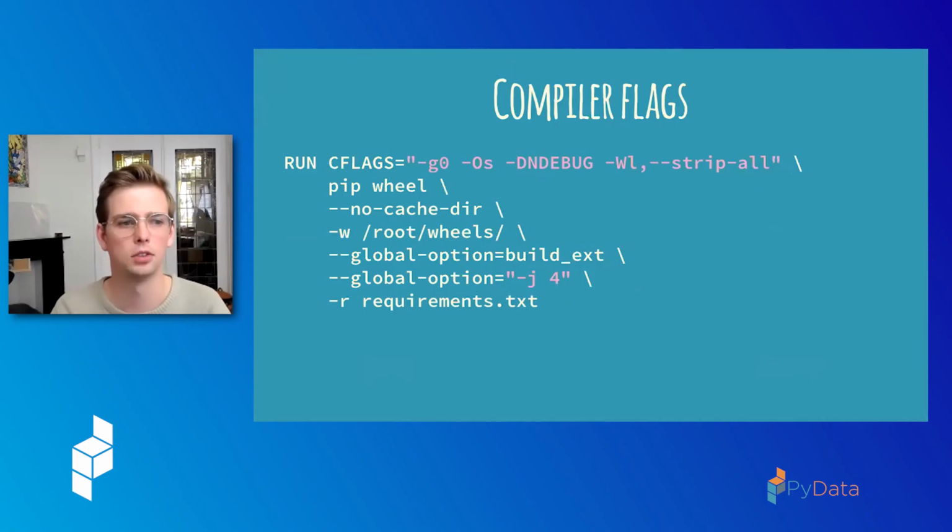And adding these to our build steps is actually quite straightforward. We just have to set a CFLAGS environment variable before we run pip wheel to tell it, please optimize for disk space and remove all this debug information.